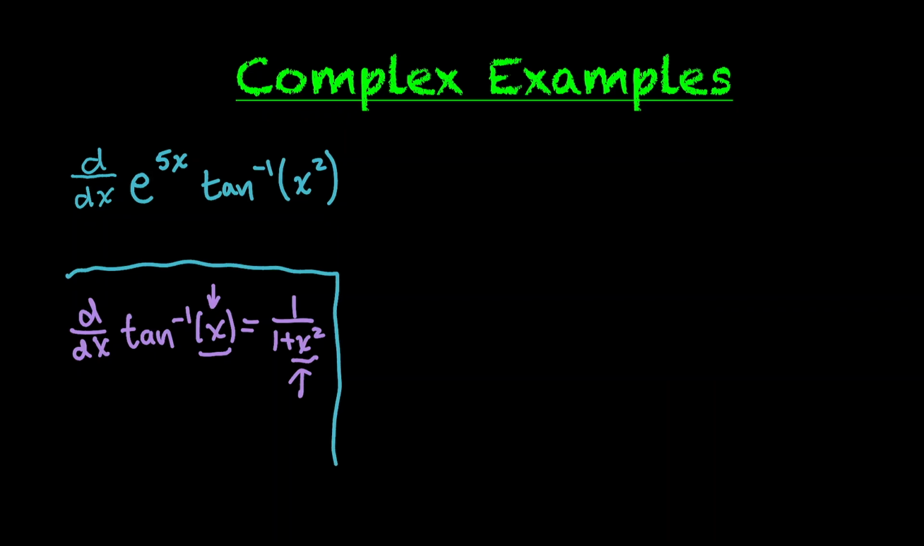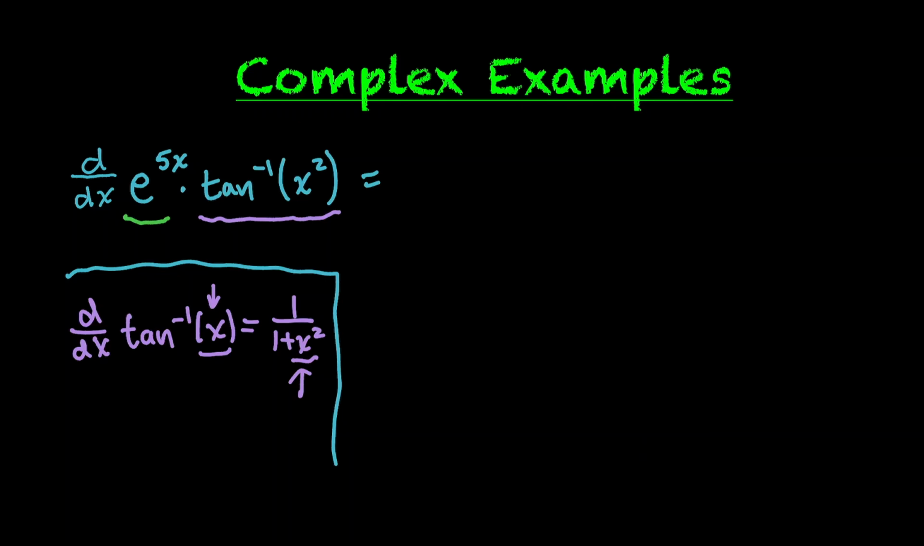Alright, so let's use this rule to take the following derivative. The derivative of e to the 5x times inverse tangent of x squared. So first what we'll notice, before we can even get to that inverse tangent, we have an e to the 5x. It's not inside of inverse tangent, it's being multiplied by it. And because it's being multiplied by it, we're going to have to use the product rule. So we have e to the 5x as our first function, and then inverse tangent of x squared as our second function.